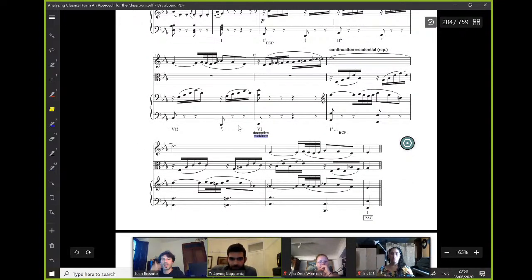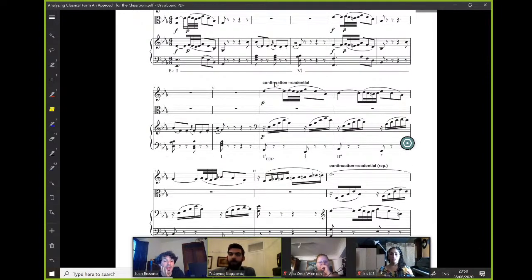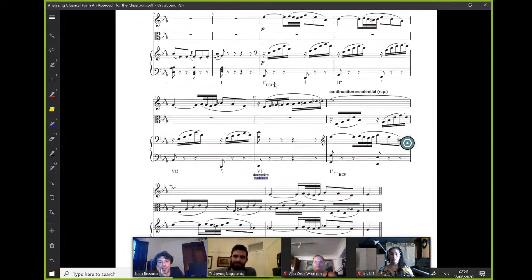with a deceptive cadence. The deceptive cadence here has a function that is structural, of the theme, because if we didn't have this, we wouldn't be able to repeat the continuation cadential, and therefore we would have a very unbalanced compound theme. Remember, the compound themes are not non-conventional themes; they are conventional themes. So therefore they are symmetric.